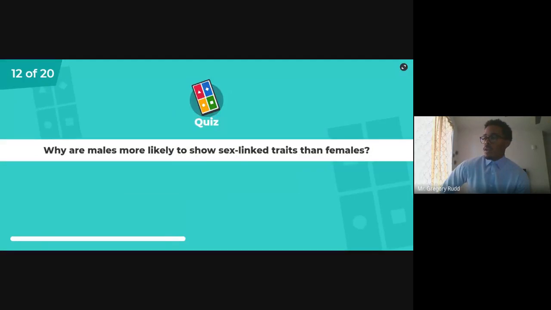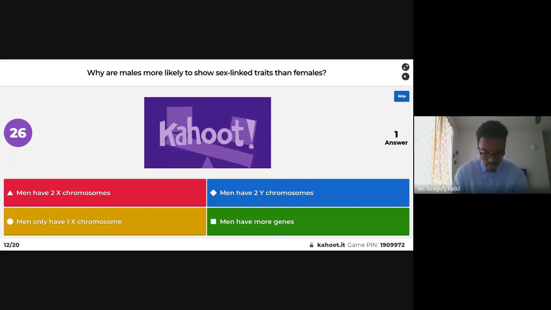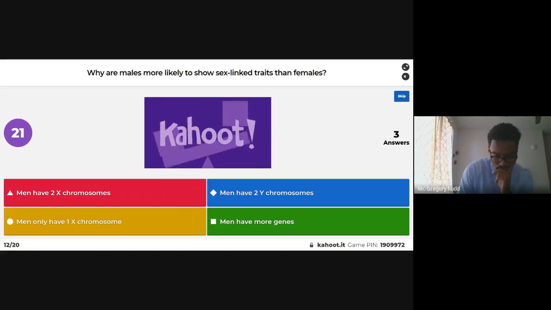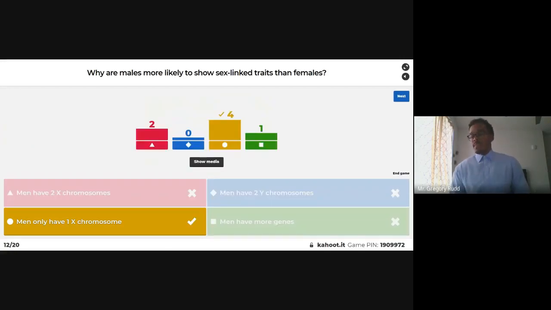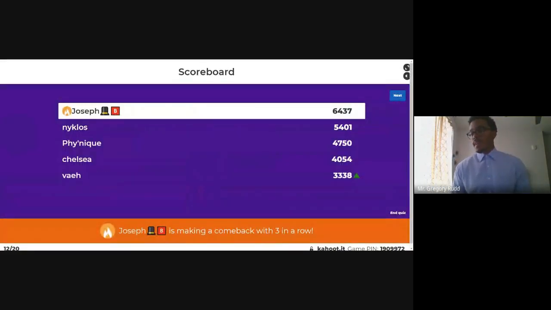Why are males more likely to show sex-linked traits than females? Yes, because men only have one X chromosome. So that means they are far more likely to display traits on that chromosome.